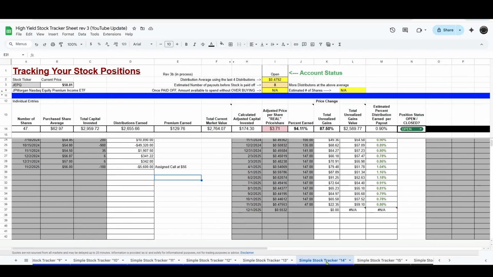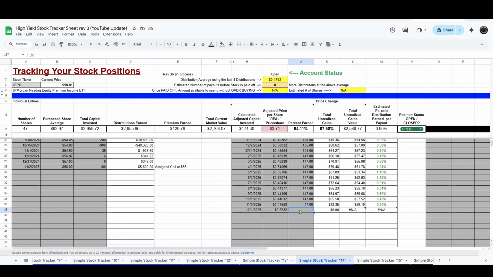Love it. And last but not least is JEPQ. I can account for this distribution even though that X date is not until Monday. I'm going to go ahead and enter it in because I did receive that distribution amount. So I'm going to enter that in and update my real price per share this weekend, as this will go into effect on Monday for that X date. And I have a total of 47 shares. So my real price per share of $3.71 now becomes $3.16. And with a current price of $58.81, yeah, I'm doing well in this one.